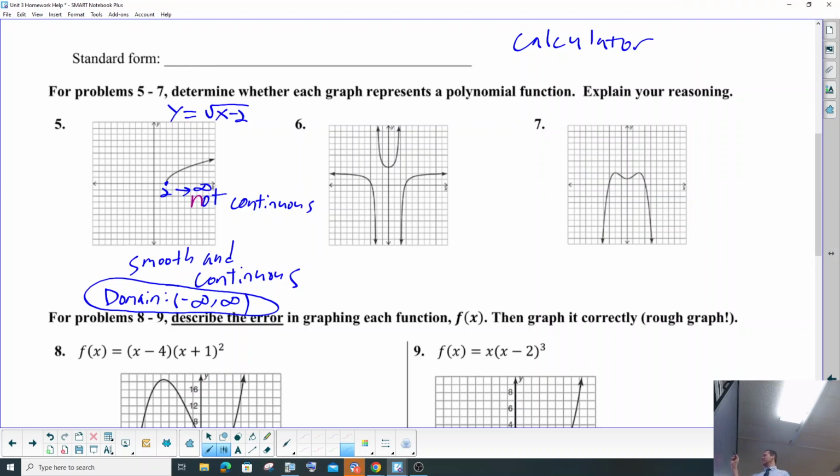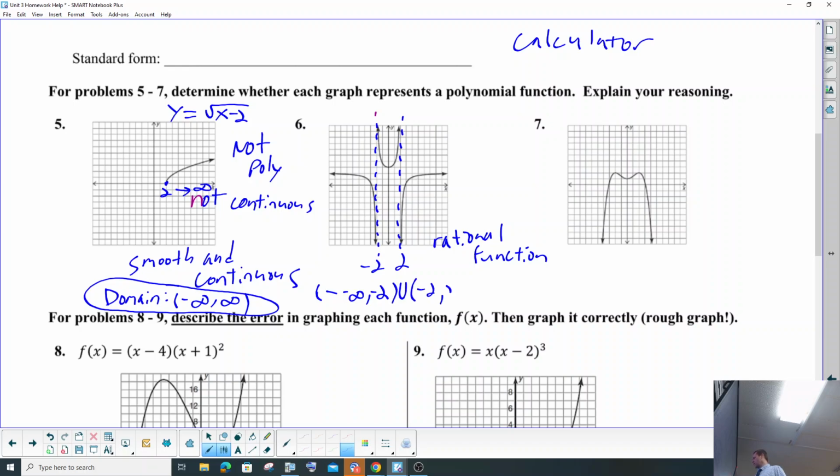Ooh, this one's tricky. So the domain does look negative infinity, positive infinity, except there's an asymptote at -2 and +2 that it skips over. And so this is actually called a rational function, which we'll learn in the future. So this is not continuous, so not a polynomial. This one is also not continuous because the domain is negative infinity to -2, not including the -2, -2 to 2, not including the 2. So the domain is lacking -2 and 2, so not a polynomial, right?